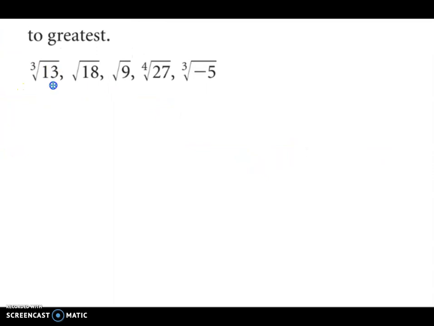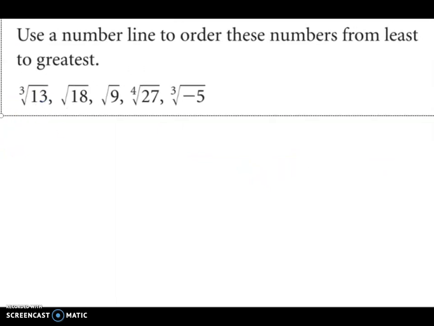And then in this problem here, let me just move this. So it wants us to use a number line to order these values from least to greatest. So a couple options here. You can estimate the values, or you're allowed to plug them into your calculator to find their exact values.